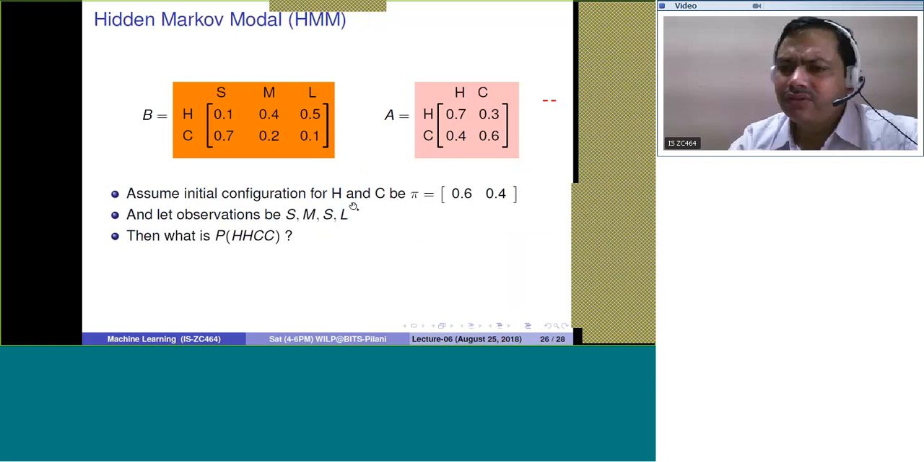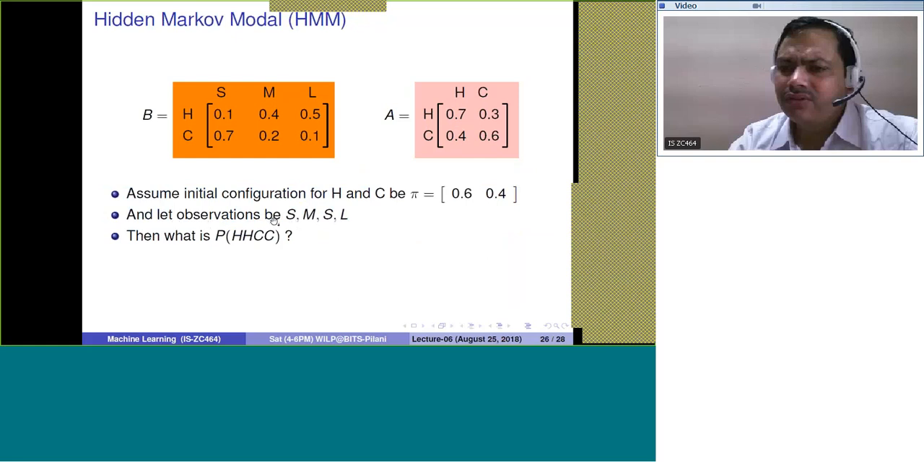Let's assume the initial configuration is that on some day we know the probability that it's a hot day is 0.6, and therefore the probability that the day is cold is 0.4. And we have the observation. We found the news articles, and we have seen that on the initial day it was a small coverage, then medium coverage, then small coverage, then large coverage. This was the observation that we have, because we have a newspaper.